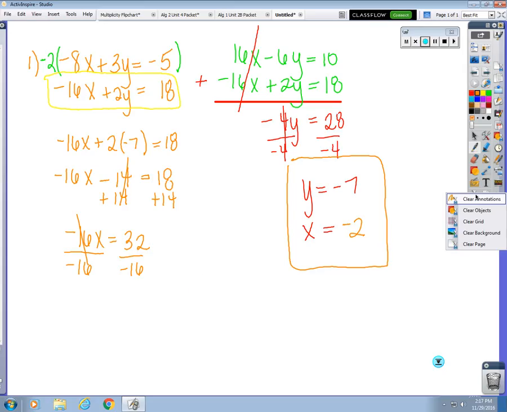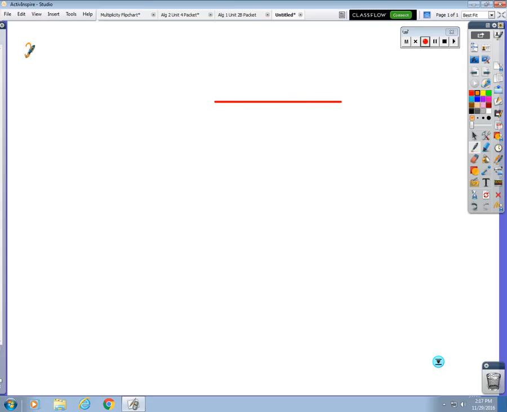Okay, let's look at number 2. Number 2, we have 2x plus 2y equals 9. And then we have 6x plus 6y equals 18. So, if there were a number up there that you could change, what would you change it to and how?